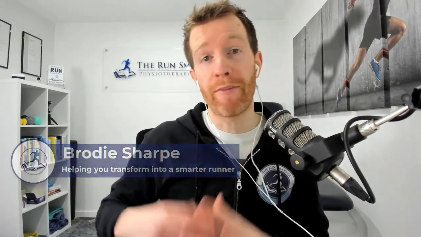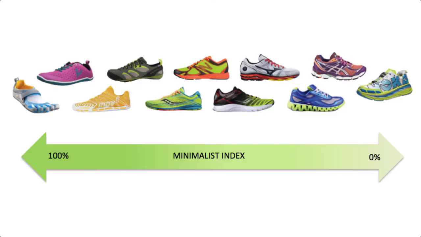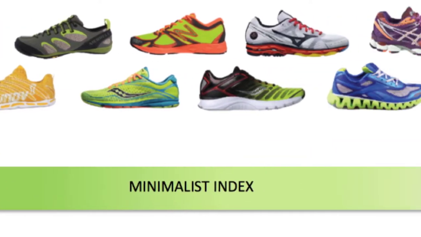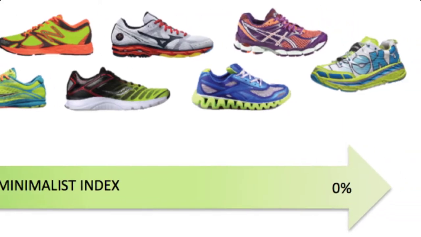Today we're going through the Minimalist Index, which is a formula designed by 42 experts. It is designed to assign a percentage to every running shoe that's out there, with 100% demonstrating more barefoot qualities, and 0% on the scale indicating maximal support.